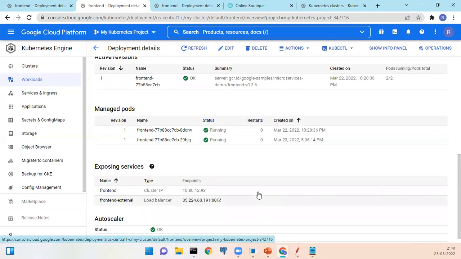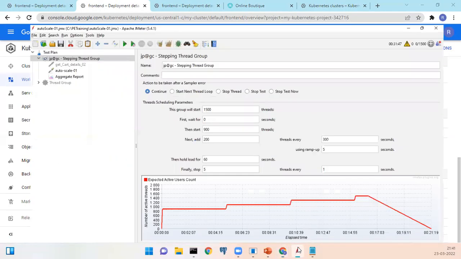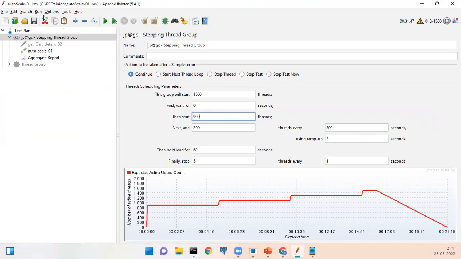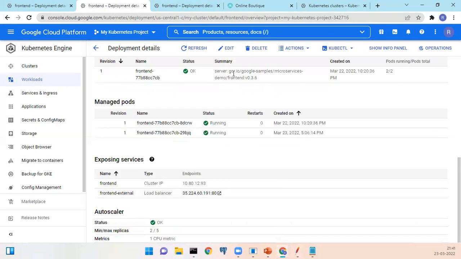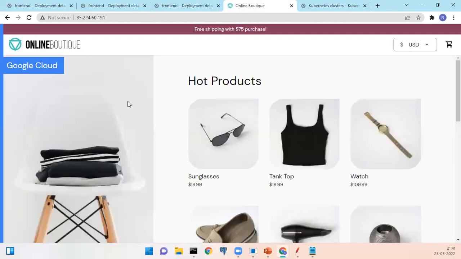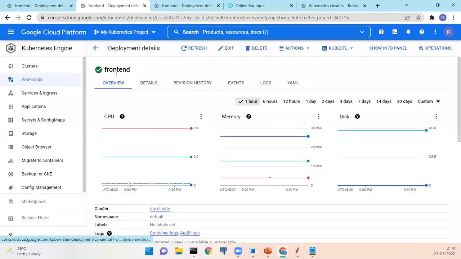Now, enough of theory. As we all know, this is the load generator. Basically, we use it to generate load on the application. Here we are trying to hit this particular page. This in turn generates load on the front end microservice, or the front end deployment.